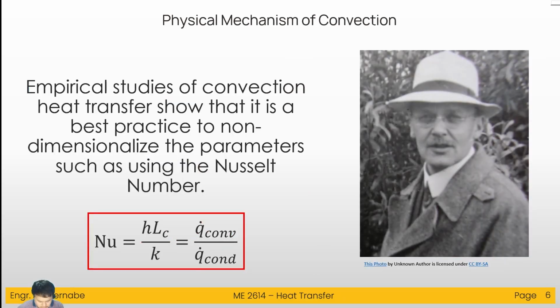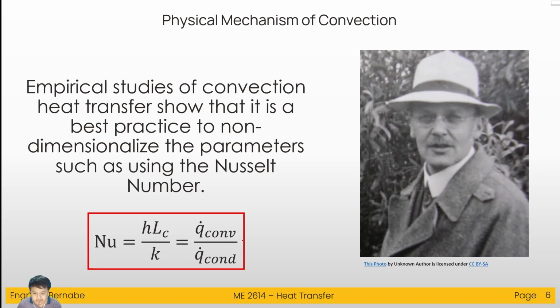Okay, so another important thing about convection is the use of non-dimensionalized numbers. We've already dealt with the Biot number, and you can remember the Fourier number. Now we are introducing a new number called the Nusselt number, which is just the ratio of the convection over the conduction of the fluid. Maybe you realize that this is similar or maybe the same as the Biot number, right? But actually it is different.